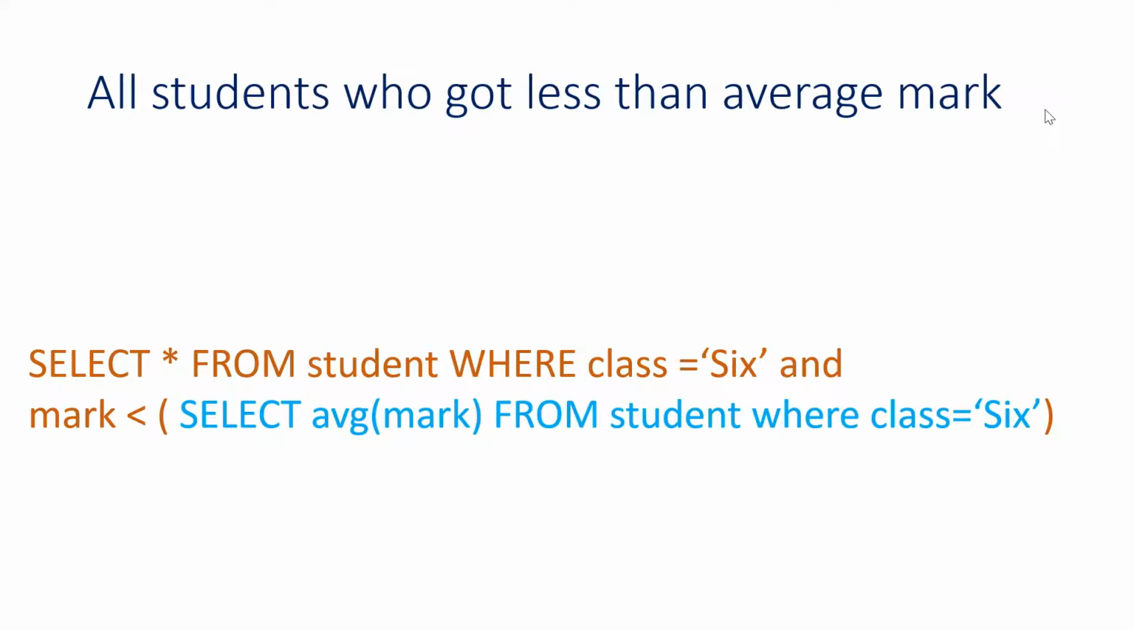Who are the students who got less than the average mark in a particular class? Here is the query. You can see that we have used a subquery, and in this we are getting the mark and then comparing it with it and listing out all the students who have got less than the class average. And here you have fixed the class as 6.